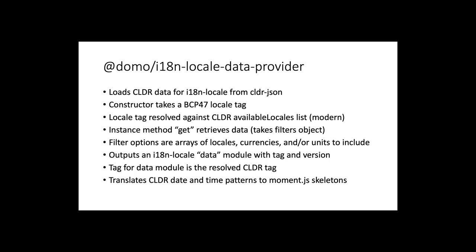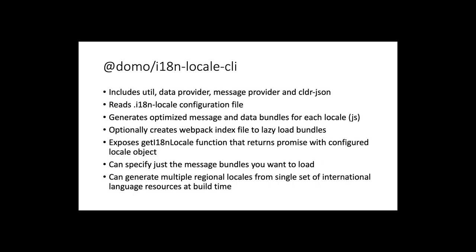The I18N locale CLI package provides the command line interface used to initialize, clean, and build an output directory with optimized I18N locale message and data bundles. The CLI reads options from a .i18nlocale configuration file, which specifies the name, version, locales, bundles, filters, and build options for the project under development.